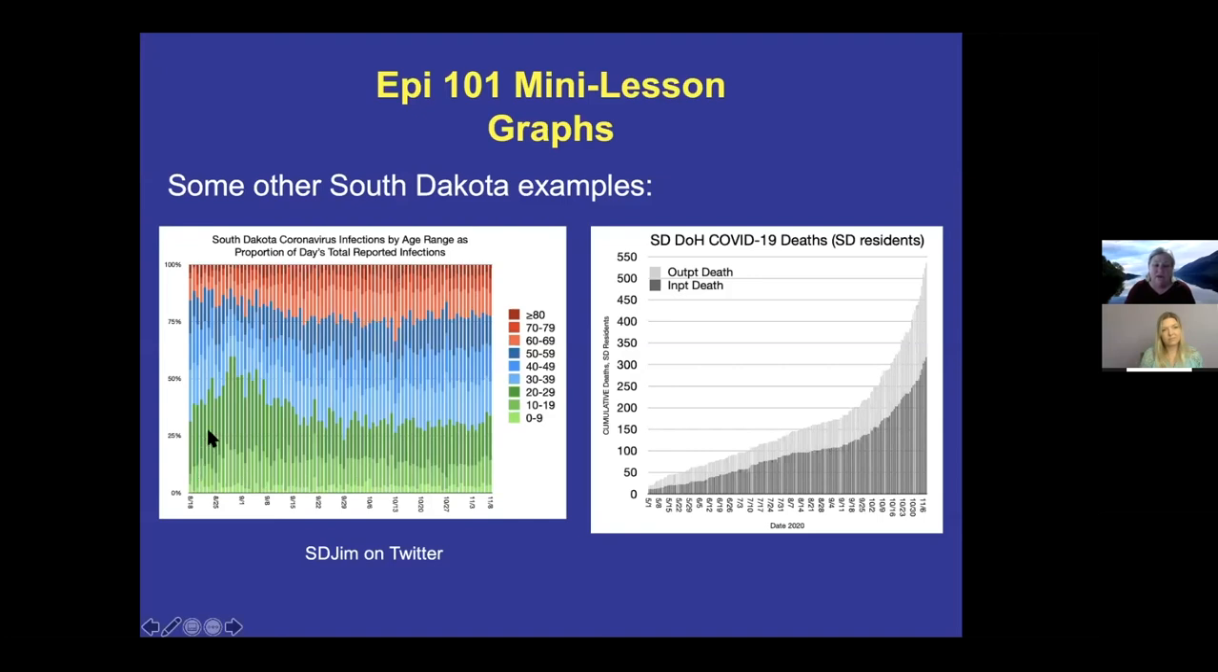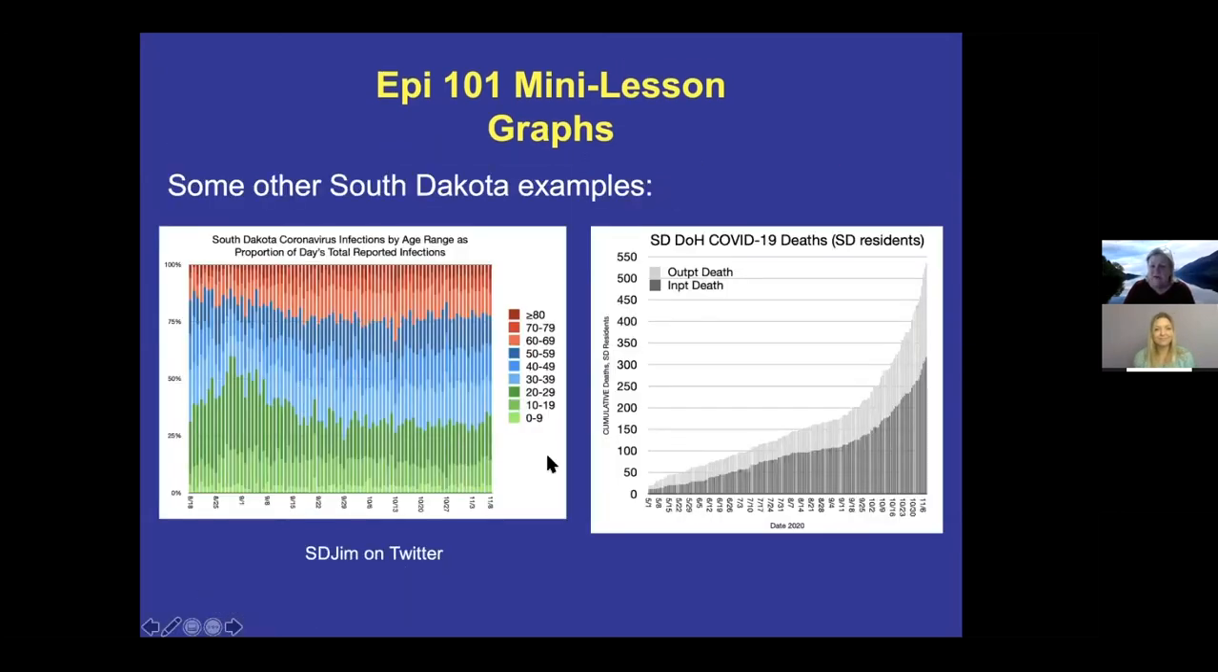And you can see that early on in South Dakota, a lot of the cases were young. They were in this green section. They're taking up a big chunk. But then over time, this red area has become larger. And this is why we're probably seeing the increase in hospitalizations, because that's where you get increased hospitalizations, with older ages.